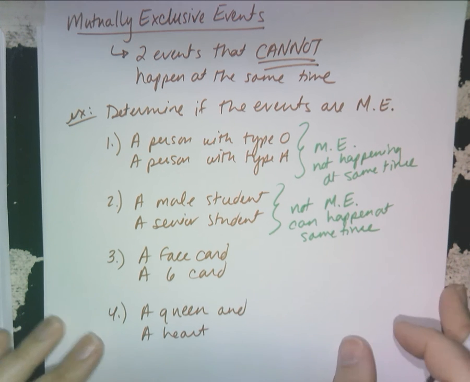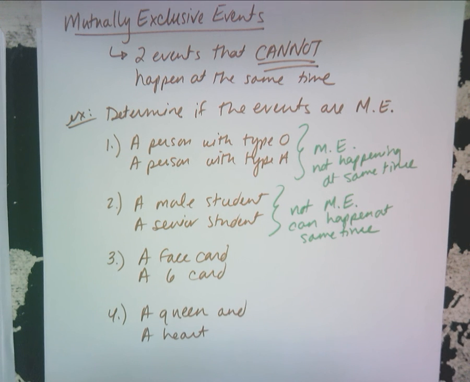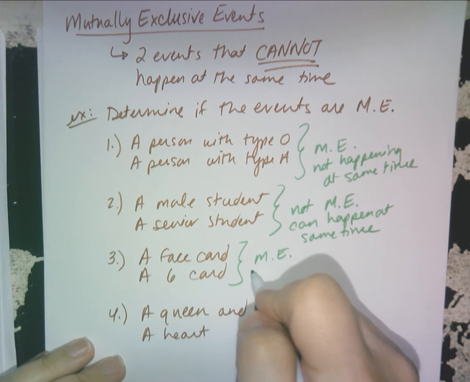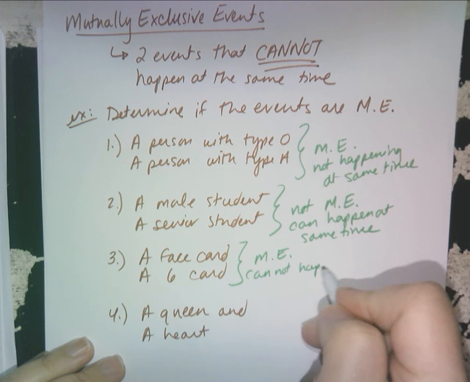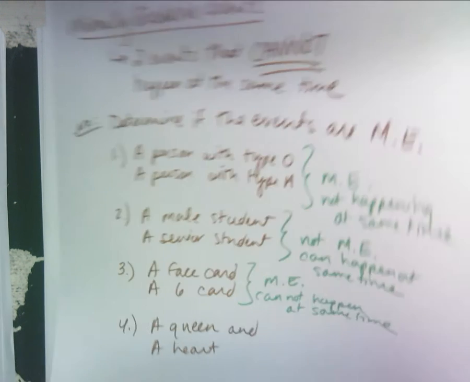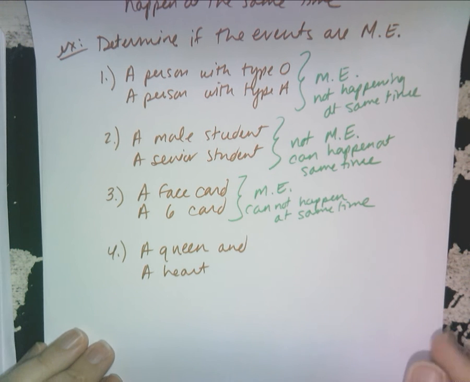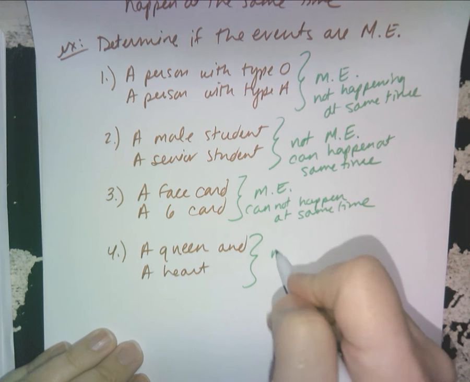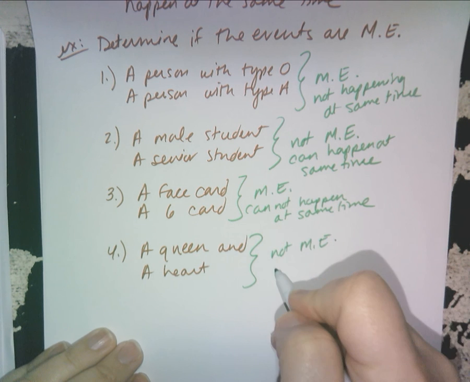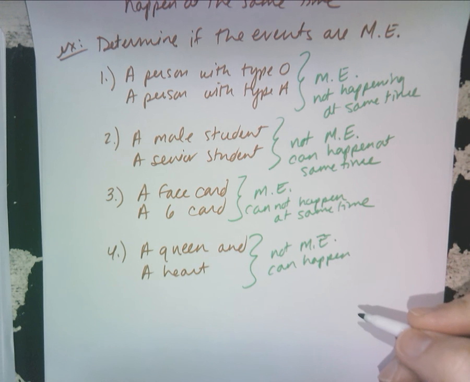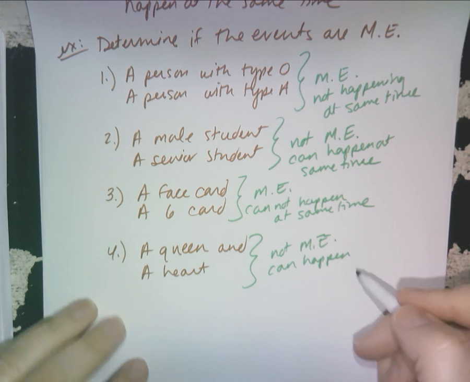So how about a face card and a 6 card? Can that happen at the same time? No. So this would be ME. It cannot happen at the same time. How about being a queen and a heart? Is there a queen of hearts? Yes. So that is not ME because it can happen. Doesn't that seem weird? The logic seems weird. It's not ME, meaning it can happen, right? Very weird, but it can happen.